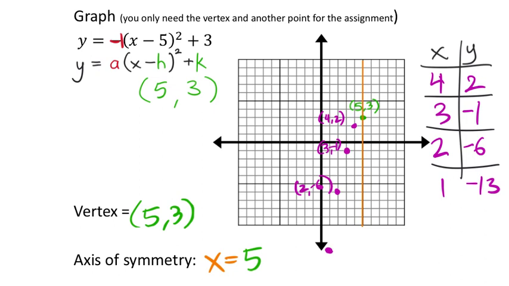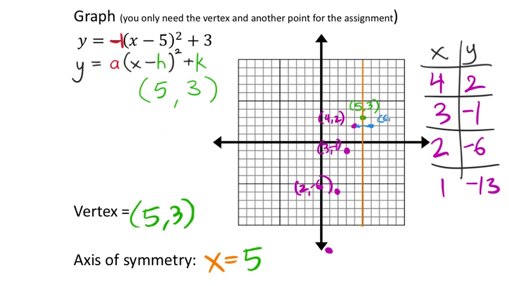Now, once again, we go back and we say, well, the other side of that axis of symmetry is going to reflect those. And so what I'm going to do is, well, reflect them. Okay, so this one, for example, is 1 to the left of the axis of symmetry, so I'd go 1 to the right.